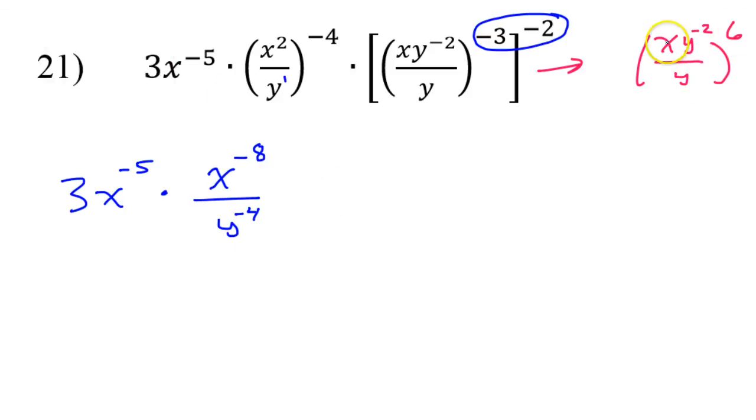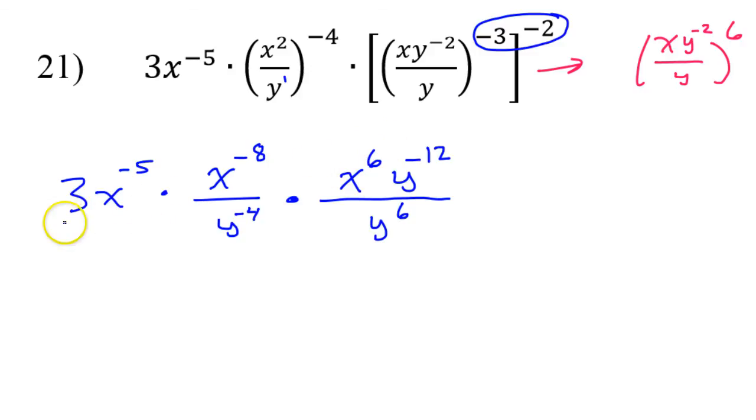So I could do all three of these things to the 6th power. So that's going to make this x to the 6th power, y to the negative 12 power, over y to the 6th power. So I just did the power of 6 to everything. Okay, already this is looking a lot better, a lot less scary.